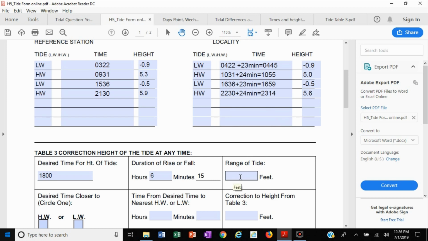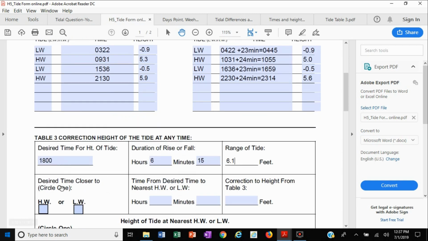Okay, and then your range of tide. Now, that's what this is dealing with. Guys, if you're using a calculator, I don't want you to put that negative in there and put negative 0.5 plus 5.6. Don't do the negative, because it's wanting the whole range of the tide. So when it was below at 0.5 to when it was above at 5.6, that is the whole range of tide. So you need to add those, okay? 5.6 plus 0.5, which would be 6.1.